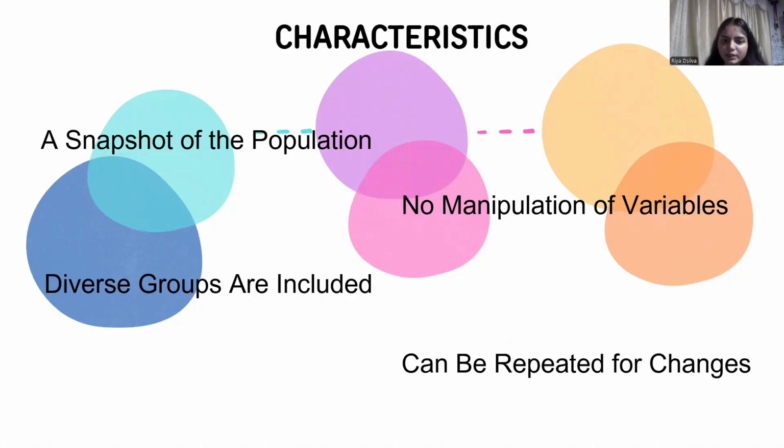Next, can be repeated for changes. If needed, similar studies can be done in future to see whether things have changed over time, to compare this study with the future study that is to be done. So in short, this type of study captures real life data from a variety of people at a specific time. It does not interfere with their circumstances. It can also be repeated later to track trends or the shift in the trend.